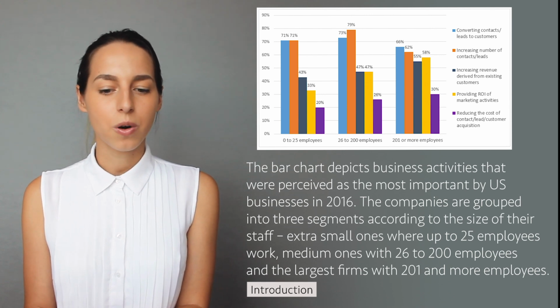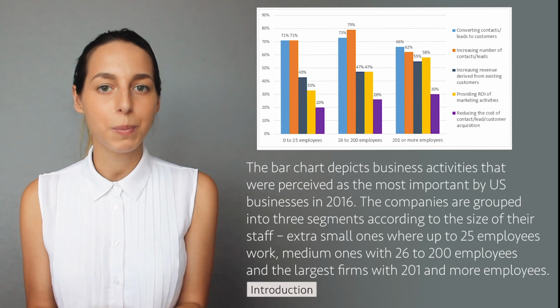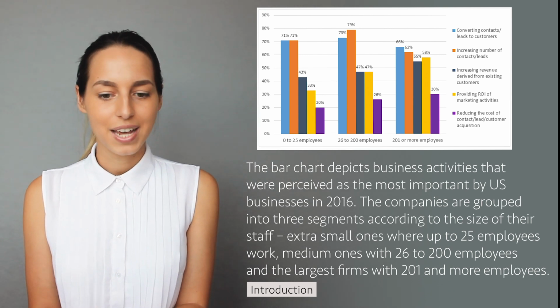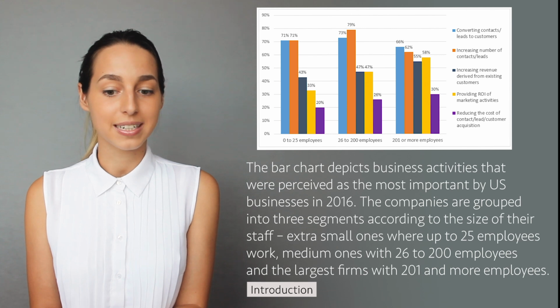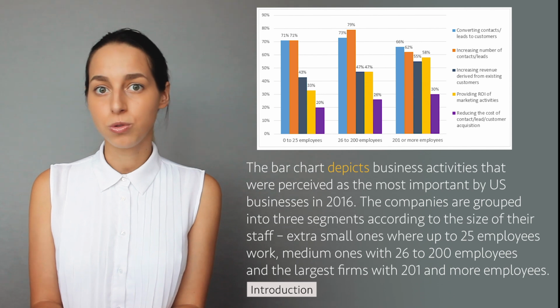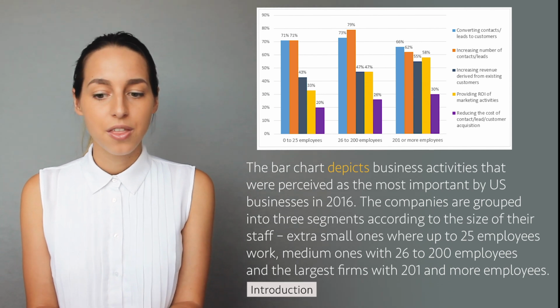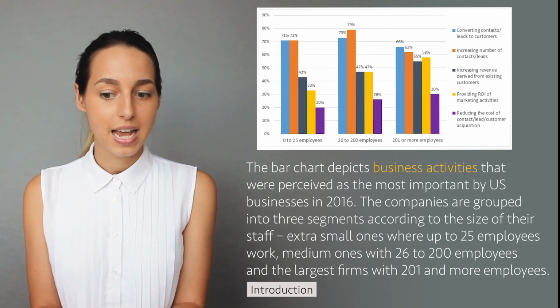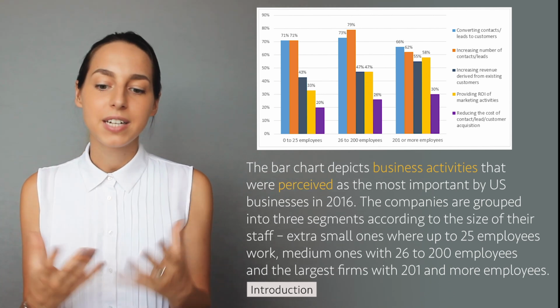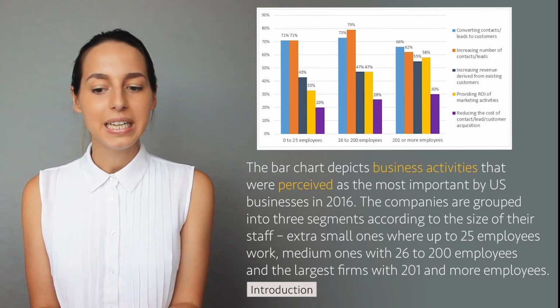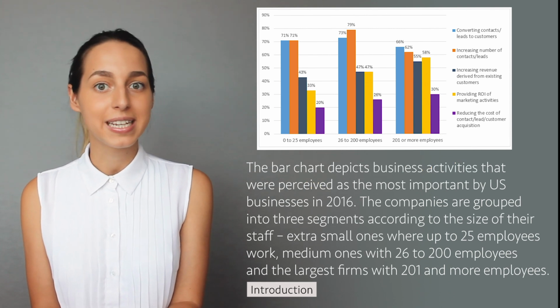So that was our introduction to the graph, and we paraphrased the task pretty much. I used 2 sentences to do this. In the first sentence, I used the word depicts, that is just a less common word than shows or illustrates, for example. Then I also talked about business activities instead of priorities, and I just said that they were perceived as the most important. So the second sentence after that will give more clarity on how to read the graph.